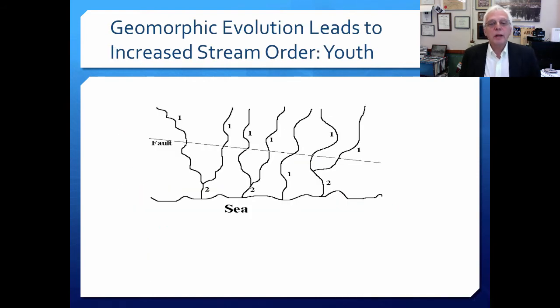So, geomorphic evolution leads to increased stream order. Looked at another way, here we have first and second order streams flowing into the sea. We have a fault cutting across it, and as we go from consequent streams to subsequent streams, we're going to cut along the fault, and we'll tend to see stream capture.